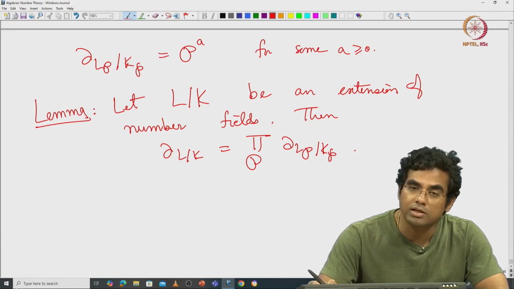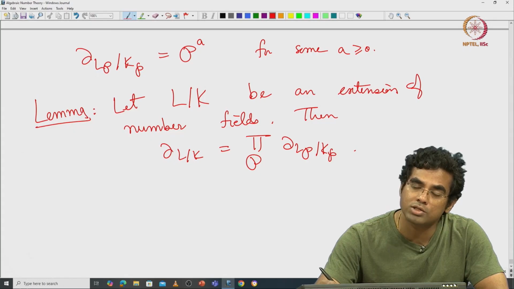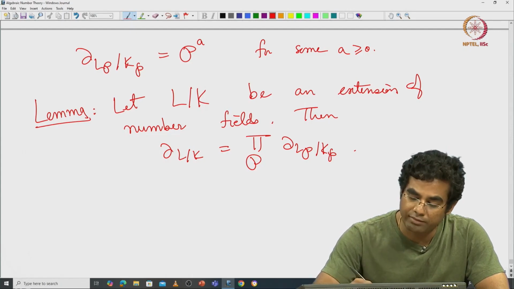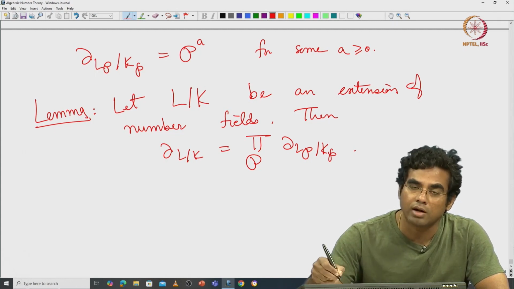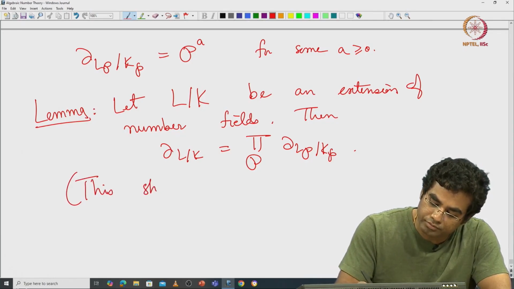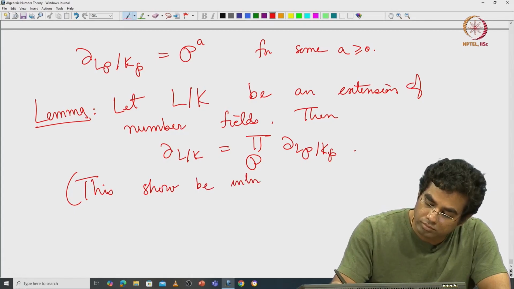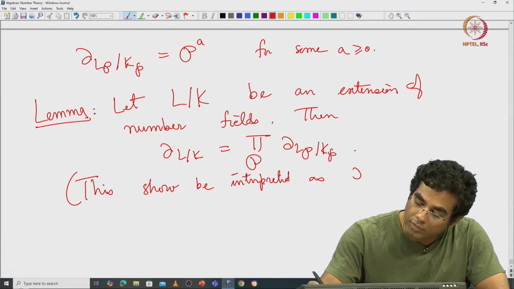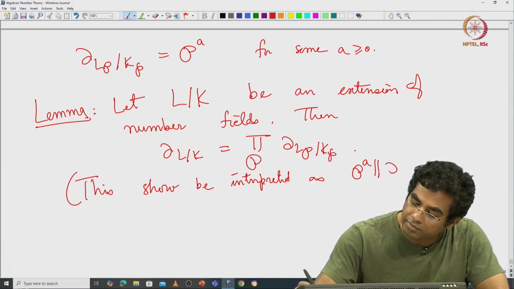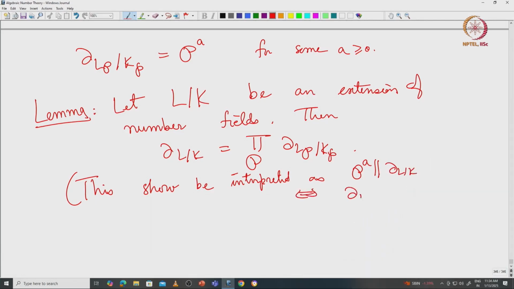Now, the subtlety is the following. We define the different as an ideal in O sub capital P. So, it looks like the things on the right hand side are ideals inside the completion, whereas the left hand side is an ideal inside O_L. So, what does this mean? This should be interpreted as: P to the power A is the largest power of P dividing the different if and only if the different from L_P to K_p is equal to P to the A. So, that is how it should be interpreted: the order of any prime dividing the right hand side is the same as the order dividing the left hand side, although they are in two different rings.